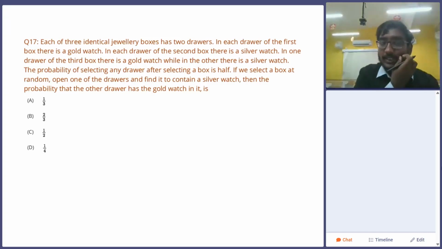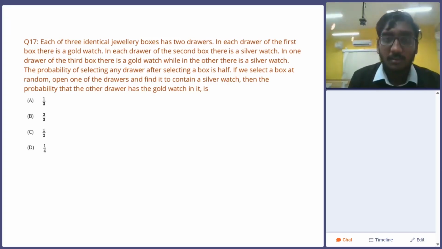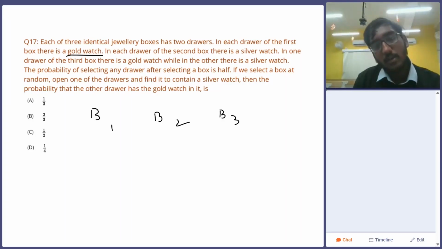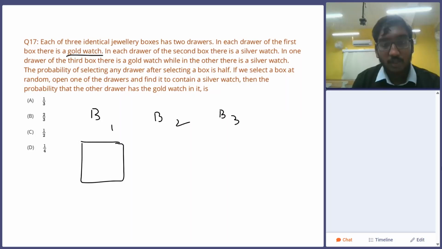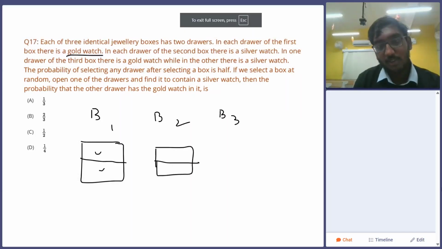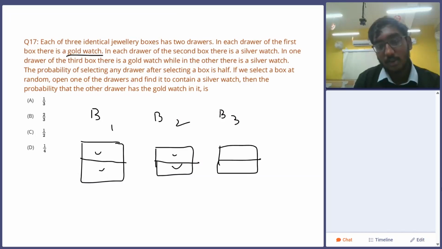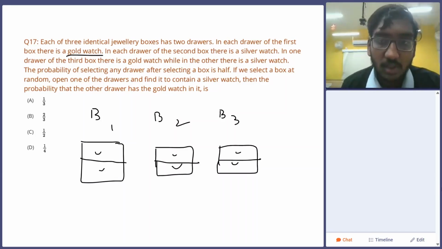So the 17th question, they have given some large data. Okay, 3 identical jewelry boxes have 2 drawers each. In each drawer of the first box there is a gold watch. So basically 3 boxes are there. Let's call them B1, B2 and B3. Okay, and each box has 2 drawers. The second box will also have 2 drawers, and the third box also has 2 drawers. And see, in one drawer of the third box there is a gold watch. Okay, first the first one: in each drawer of the first box there is a gold watch.